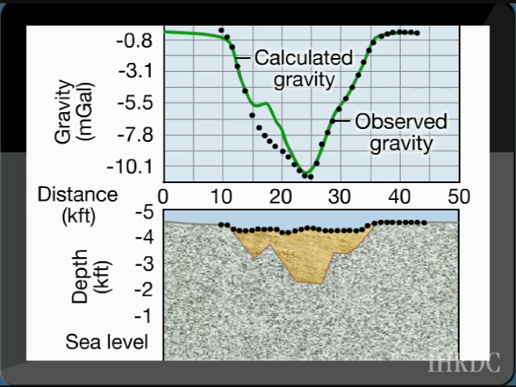Notice, however, the poor match between the two profiles in these areas. To rectify the anomaly, we modify the geometry of the base of the low-density body and calculate a new gravity profile. Now the calculated gravity fits the observed curve.